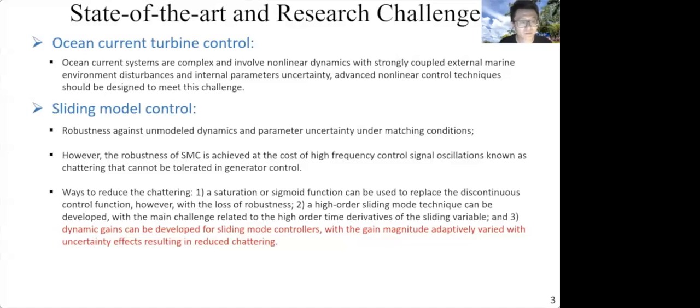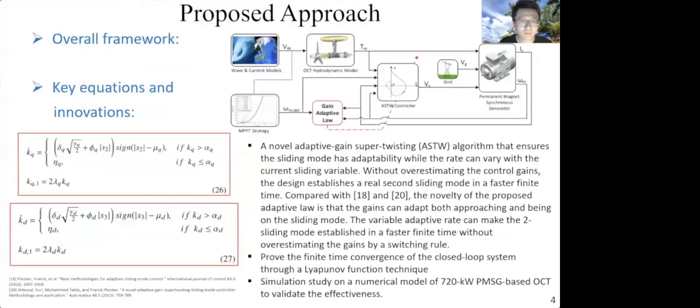The three ways to reduce the chattering: first, a saturation of signal function, however, with the loss of robustness; second, a high-order sliding mode technique, however, with the main challenge related to the high-order time derivatives of the sliding variables; and third, dynamic gains. That is what we are looking for today. The proposed approach is shown in these slides, and the two key equations are shown on the left. I'm not going to expand the discussion here. I will leave this for the poster session.